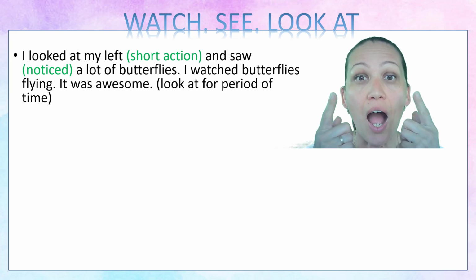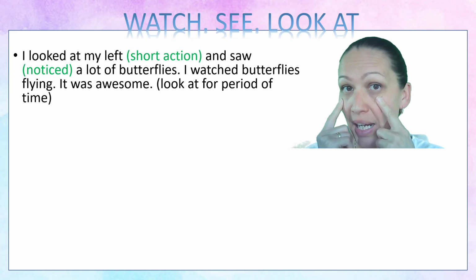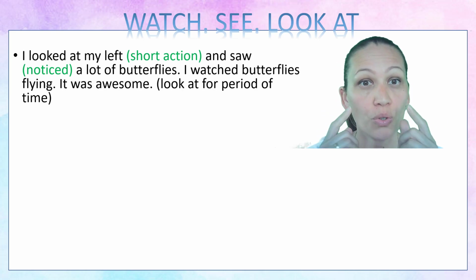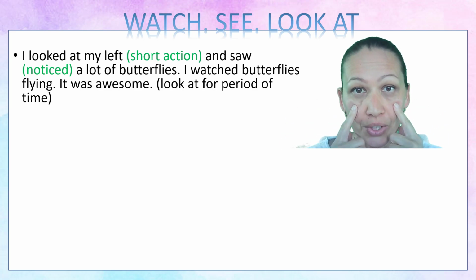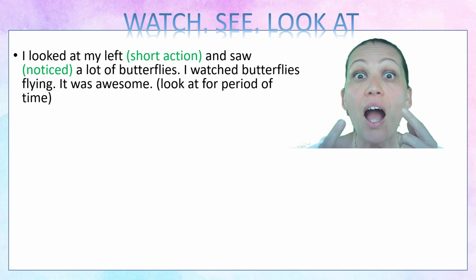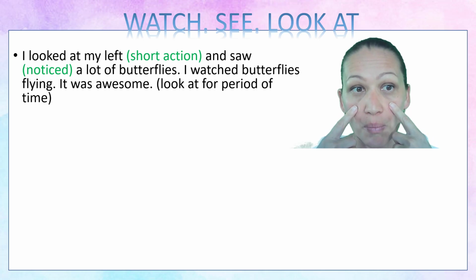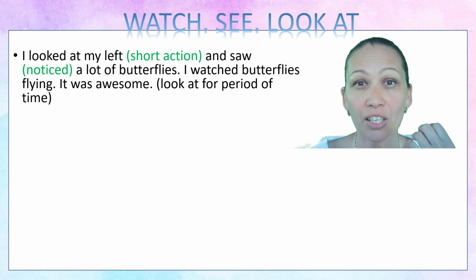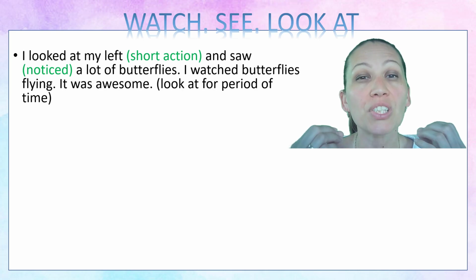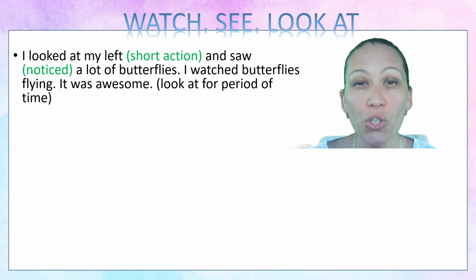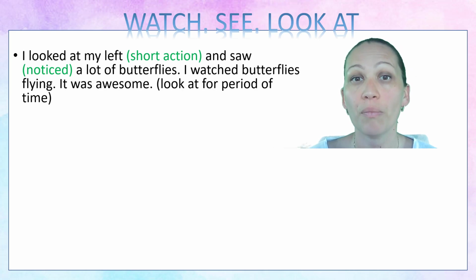So first, I turned my eyes to my left. So it was a short action and I looked at my left. Then I noticed. That's why here we use saw. I saw a lot of butterflies. And then what I did, I watched butterflies flying. So I just didn't look at them. I was observing them. I was watching them. So that's why here we use watch, because I did this action for a period of time. I watched butterflies fly.